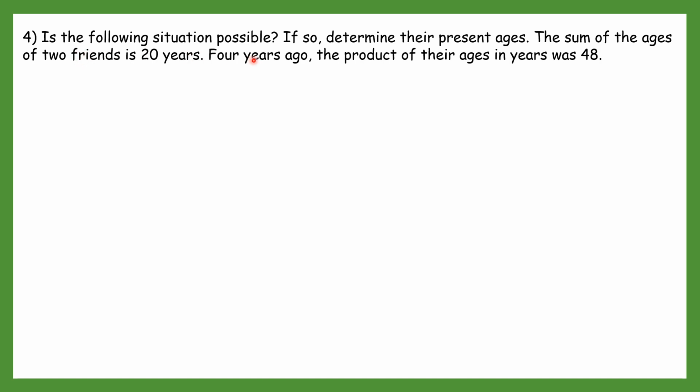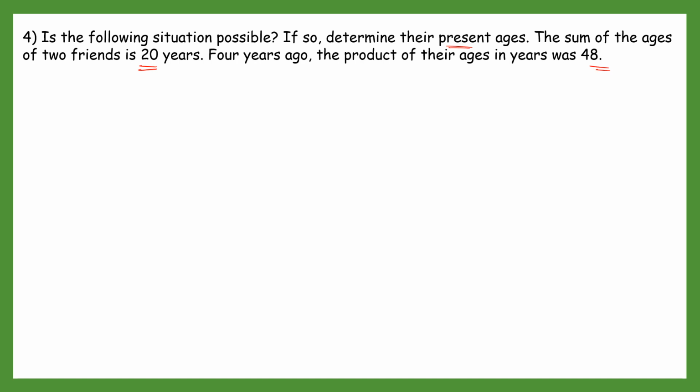Is the following situation possible? If so, determine their present ages. The sum of the ages of two friends is 20 years. 4 years ago, the product of their ages was 48. They have given sum of the ages of two friends is 20 years. Their product of their ages 4 years ago is 48. We need to determine their present ages.